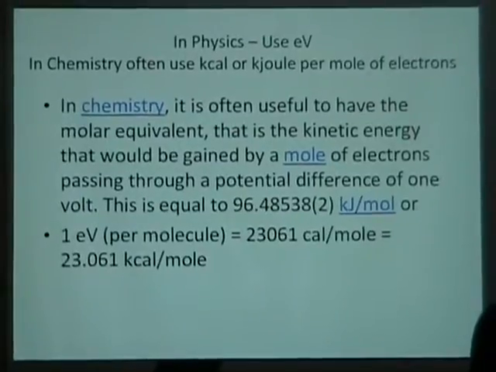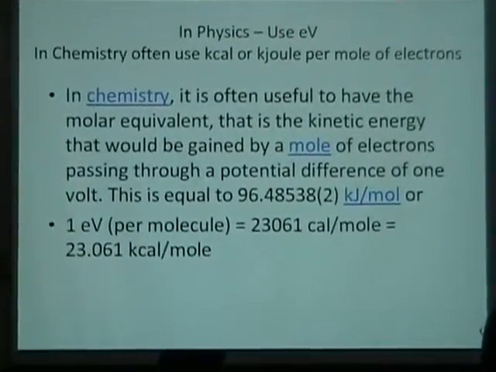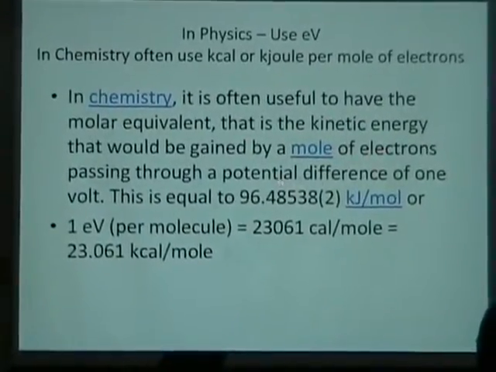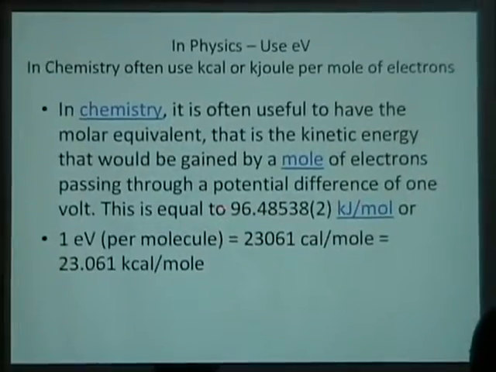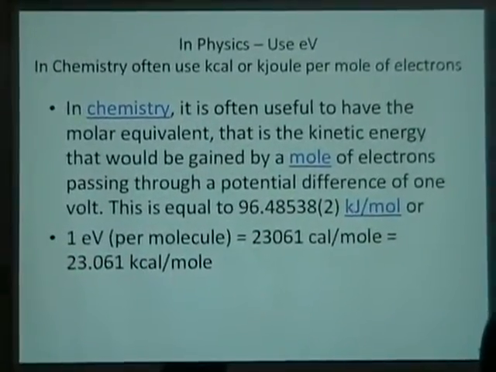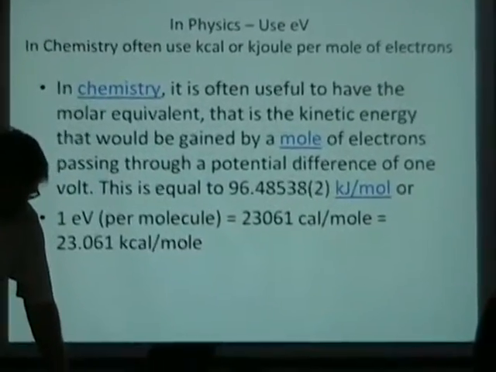And one other little item on there, in physics we tend to use electron volts. In chemistry, often we use the energy of a mole of electrons, and that's basically this 96 kilojoules per mole or 23 kilocalories per mole. I have a lot more trouble remembering those numbers.